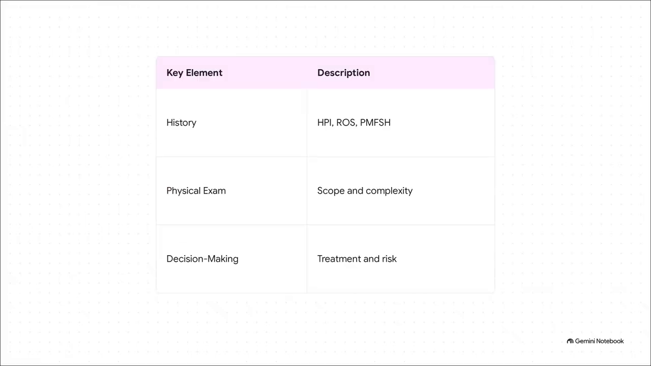Now, what's really interesting about this slide is how EM complexity breaks down into 3 core pillars. To figure out your level of service, you have to look at the history, the physical examination, and the medical decision-making. Your history includes the history of present illness, a review of systems, and past medical, family, and social history. Then, your physical exam is graded on its overall scope and complexity. And finally, medical decision-making. This one weighs the number of treatment options, the amount of data you had to review, and the patient's risk for significant complications or morbidity.